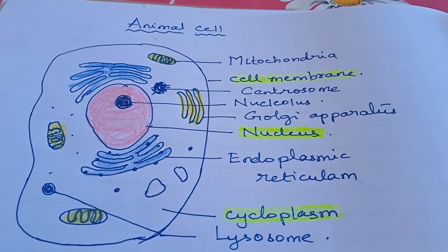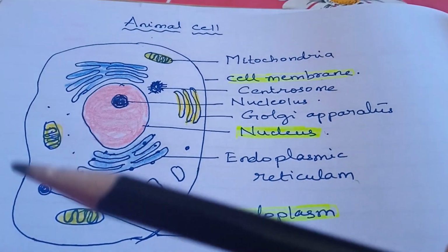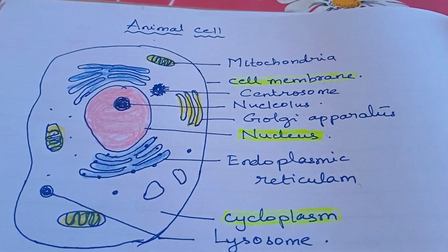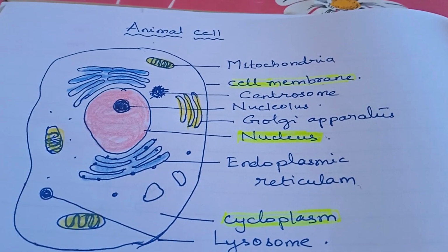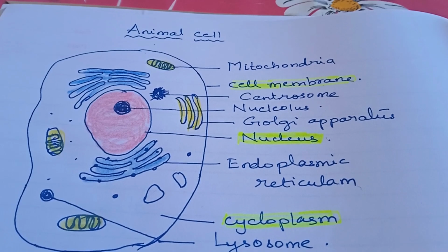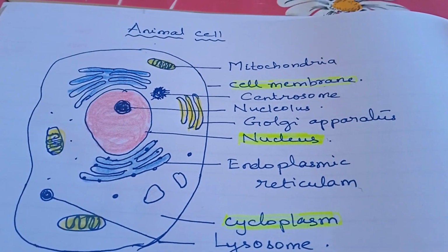Next we'll talk about the ribosomes, which are present on this endoplasmic reticulum. What is the main function here? They synthesize protein. This is the main function, synthesis of protein. So they are also known as the protein factories of the cell.